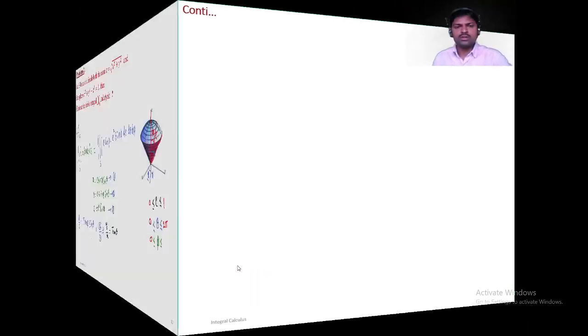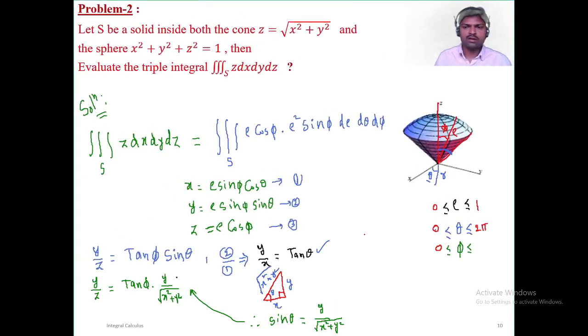So now the limits for phi are 0 to pi by 4. So if the cone is given, directly you can take the angles as 0 to pi by 4, provided the z axis will be the center axis for that cone. Okay, then only the limits are 0 to pi by 4. So since all these three are independent limits, you can carry out the integration with respect to rho first, or with respect to theta first, or with respect to phi first, your wish. Now let us carry out the integration over such limits.